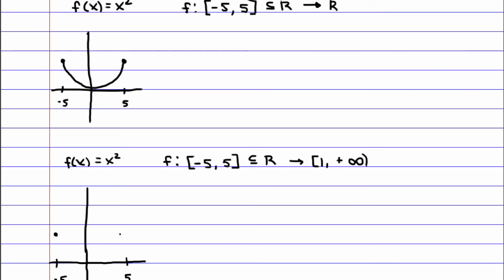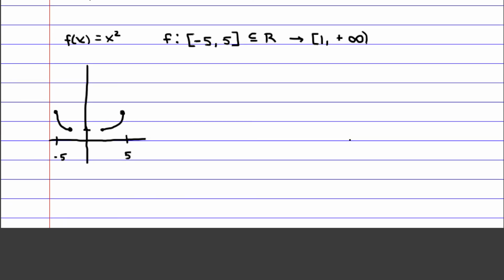But because we're only allowed to take the y values from 1 on, the function is going to be limited. It's going to be restricted by that. So it's going to look something like this. It's really unlikely that this would ever come up, that they would change the codomain to something that's not R. But if it did happen, that just means that your y values are restricted, and so you have to take that into consideration.